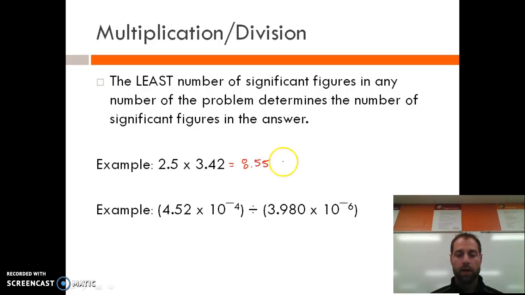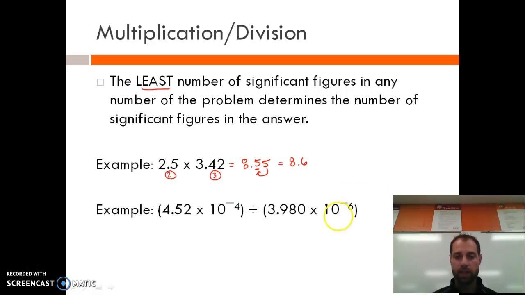So now I'm going to look at the sig figs in my problem. Here I have 2 sig figs. Here I've got 3 sig figs. I want the least number, so I'm going to have 2 sig figs in my answer, so this actually becomes 8.6 when I round. Because I'm rounding to this, I have to round up because I have the 5.